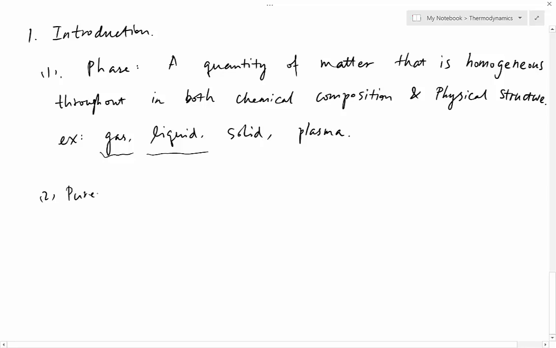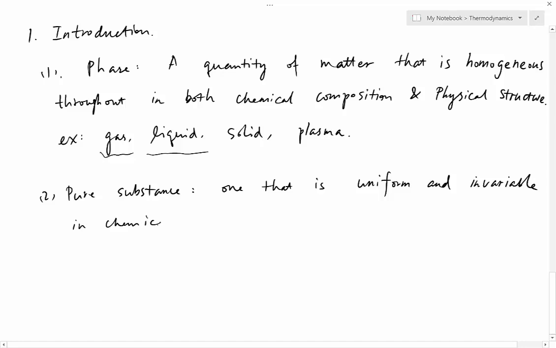What is a pure substance? A pure substance is one that is uniform and invariable in chemical composition, as long as they have the same molecule, and then it's called a pure substance.